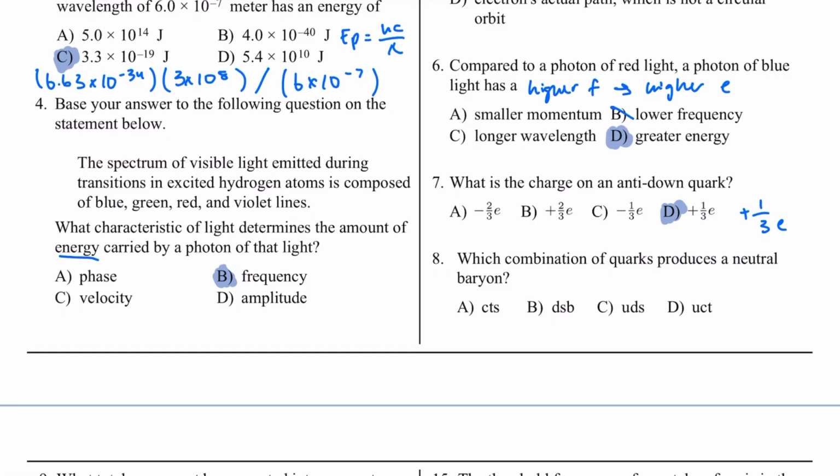So remember, a baryon is a type of hadron that is made of 3 quarks. Basically, this question is telling us to look at the reference table and test out these different combinations to see which one gets us a charge of 0, because neutral means 0. So CTS is going to give us positive 3 over 3e, so that's wrong. DSB is going to give us negative 3 over 3e, which is also wrong, but UDS gives us 0. So that is the neutral baryon that we're looking for.